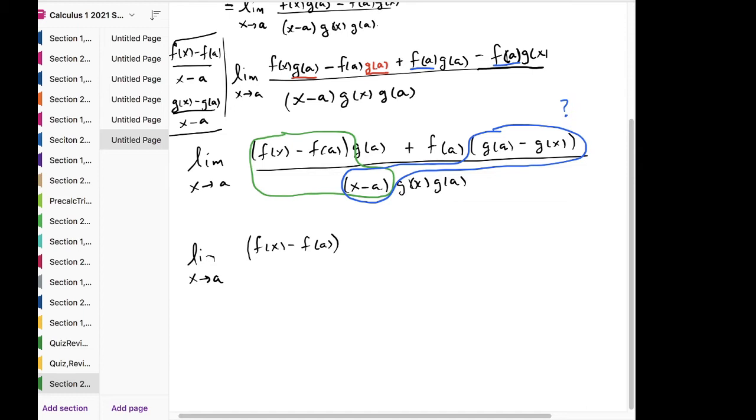How do you make it g of x minus g of a? Right, just multiply by -1. So multiply by -1, or factor out a -1. That's probably a better way of saying that. So that's how you get the minus sign in there.